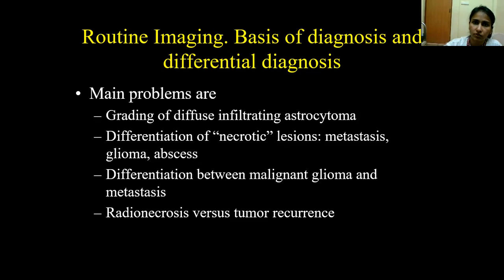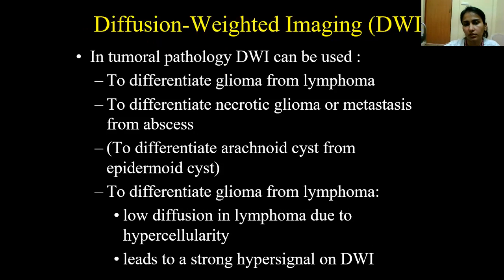Now, the basis of diagnosis and differential diagnosis. The main problem we are having is grading of diffuse infiltrating astrocytoma. You have to differentiate necrotic lesions, metastasis, gliomas, abscess, differentiate between malignant glioma and metastasis, and radionecrosis versus tumor recurrence.